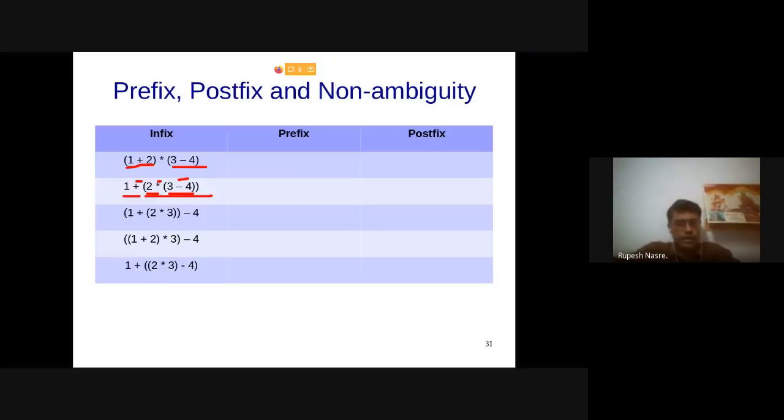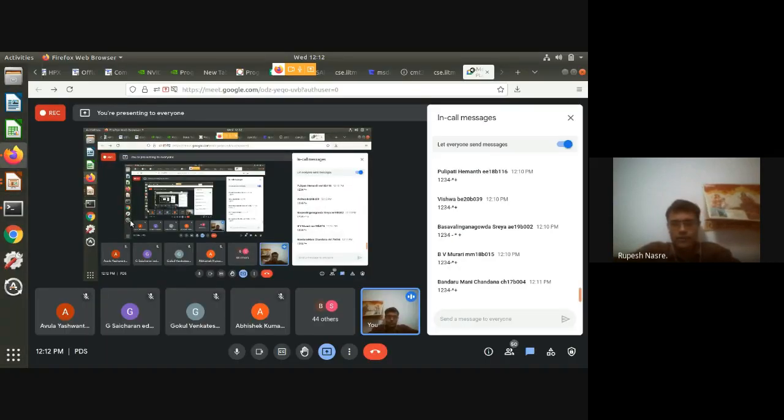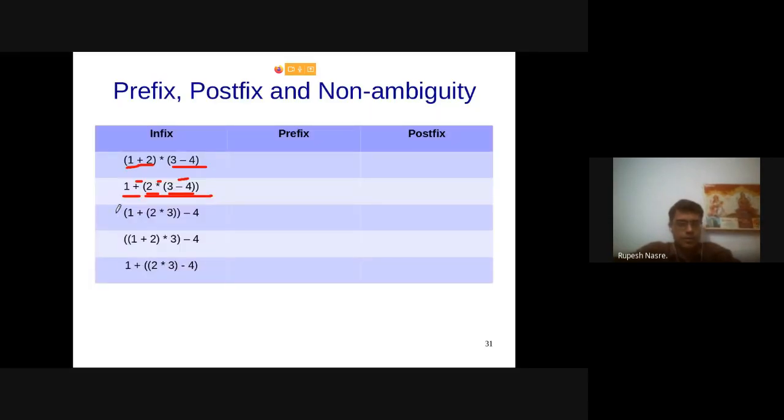We'll do one more, and then you'll be able to figure out how to do that. So let's take the third one. Please spend some time thinking about what will be the prefix form of this expression, third one. And after a few seconds, then we will ask you. Meanwhile, if you are fast, you can finish the other prefix and postfix. I'm going to show also the answers.